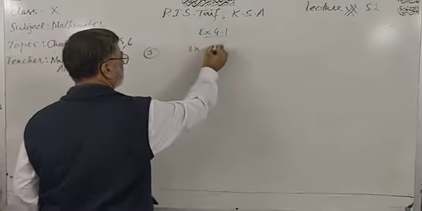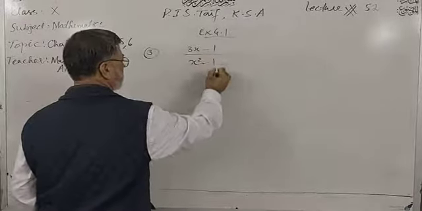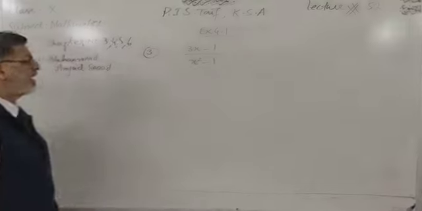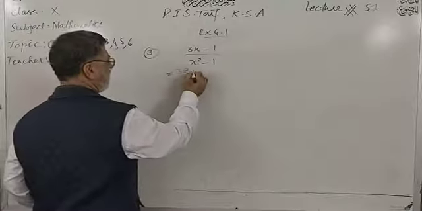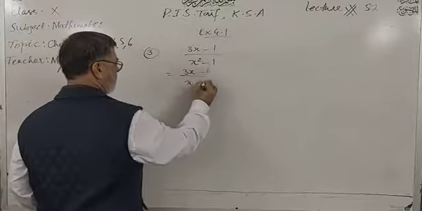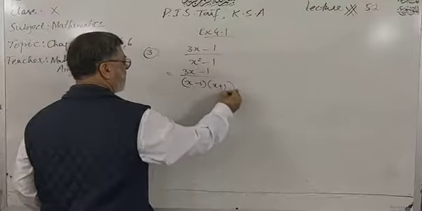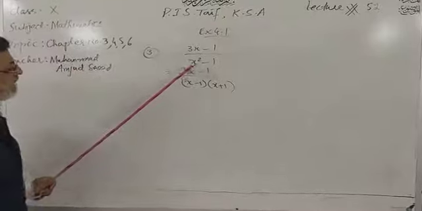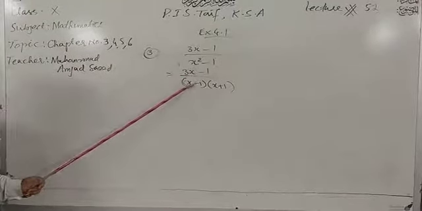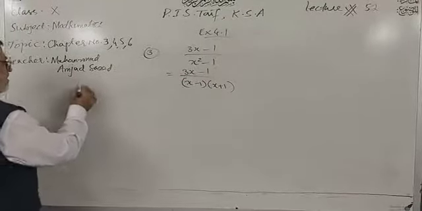3x minus 1 over x square minus 1. You know that the denominator can be written as 3x minus 1 over x minus 1 into x plus 1. This is the formula, in fact. You have applied a square minus b square, a minus b, a plus b.